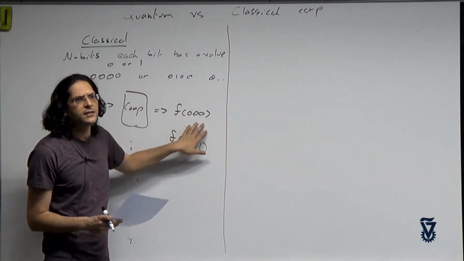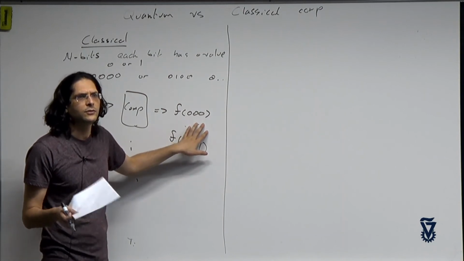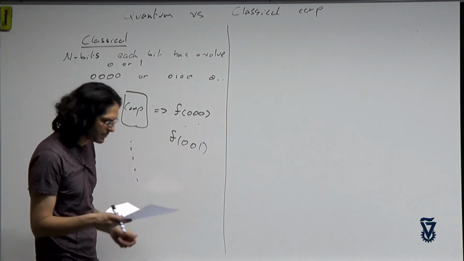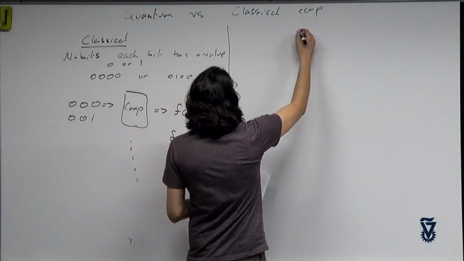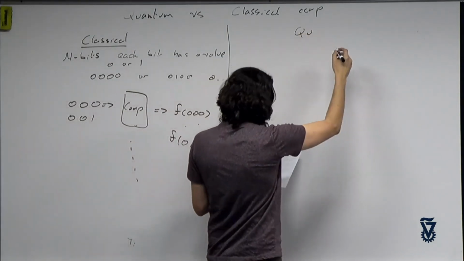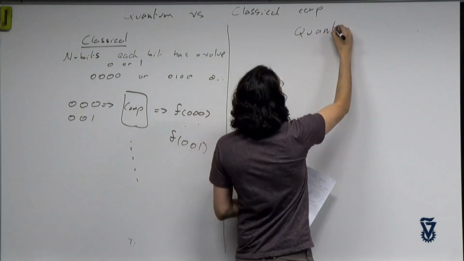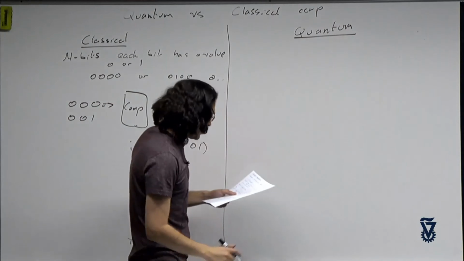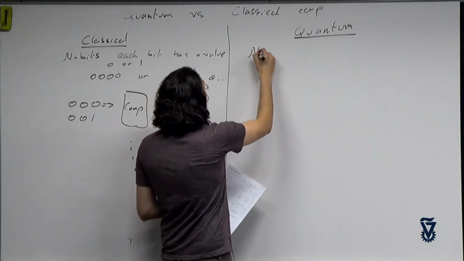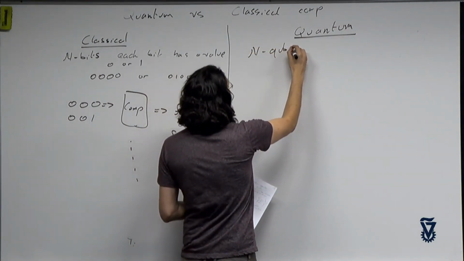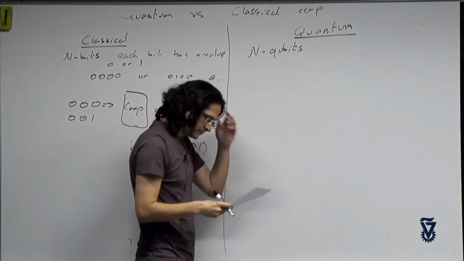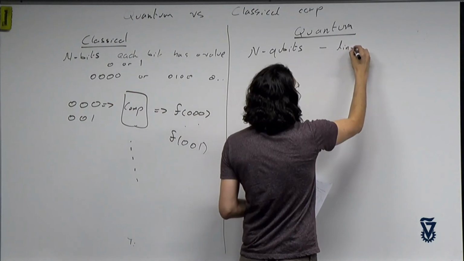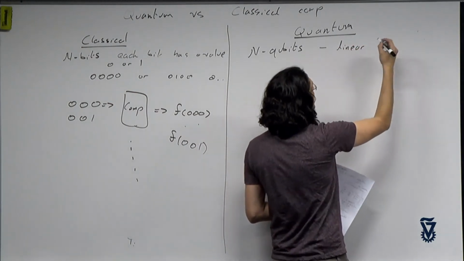Okay? You can do the same with a quantum computer, just instead of using the bits, use the qubits, and it's the same thing. But the quantum case gives you something extra. Okay? So in the quantum case, we have n qubits. Okay? And these n qubits are in some linear combination, right? They're in a superposition or entanglement, right?